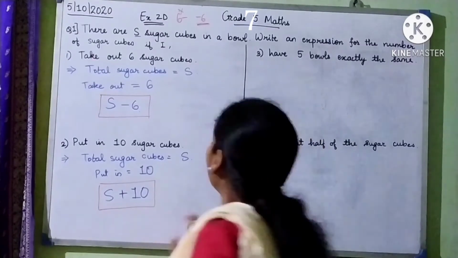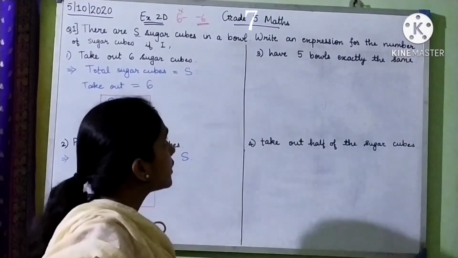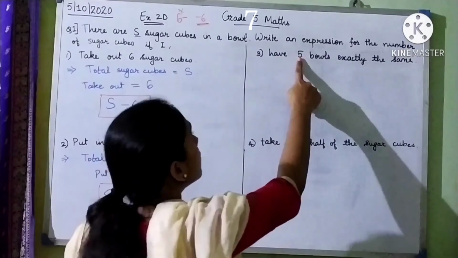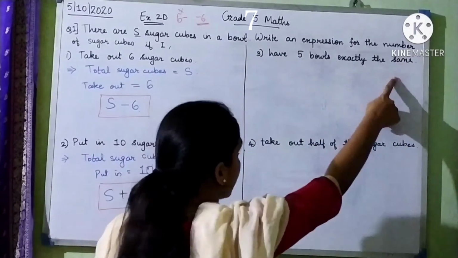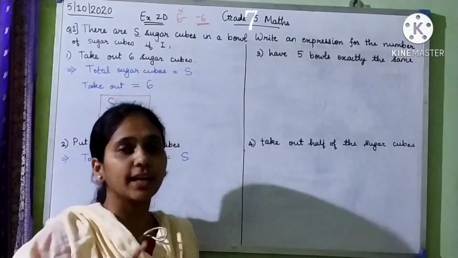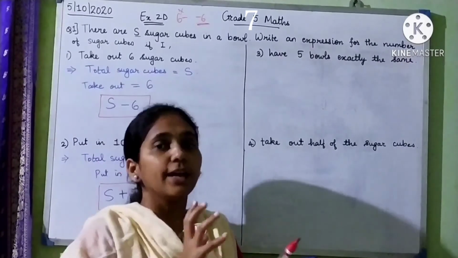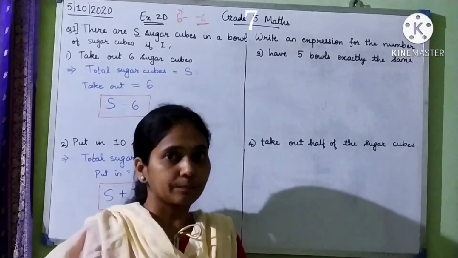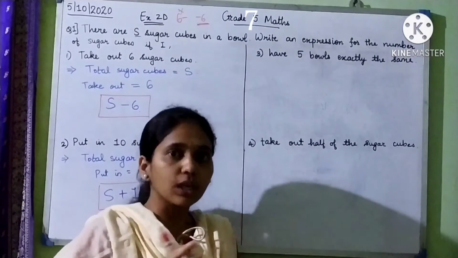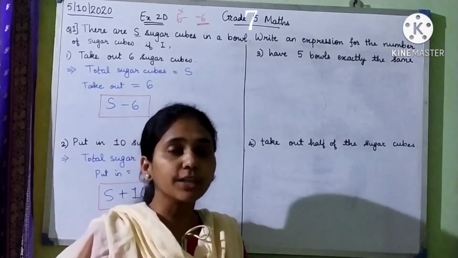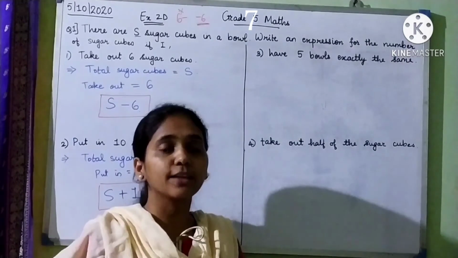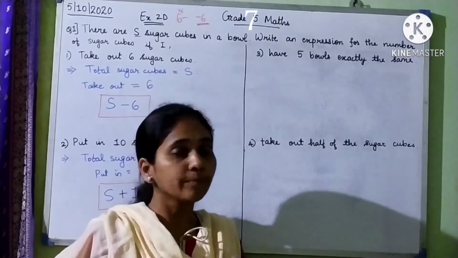Okay. So now the third one. If I have 5 bowls exactly the same, that means in one bowl there are S sugar cubes. If I have 5 bowls in total, how many sugar cubes in total would be there in those 5 bowls? That we have to find.